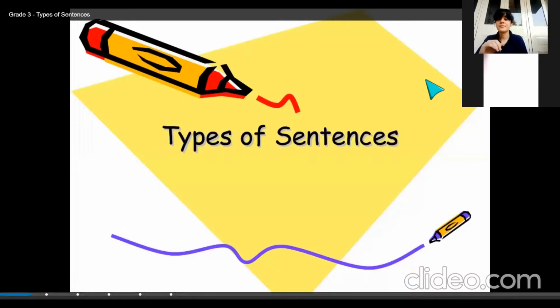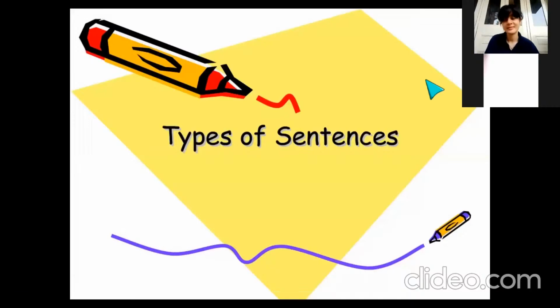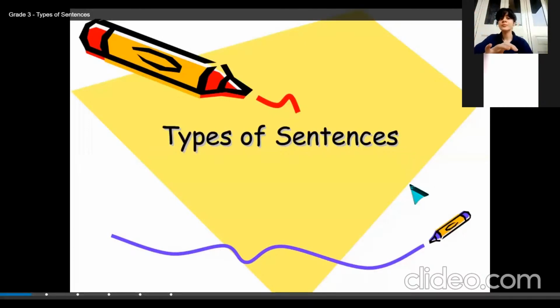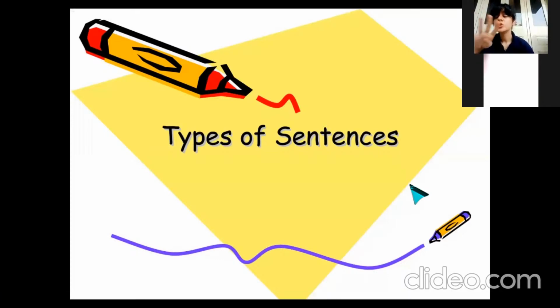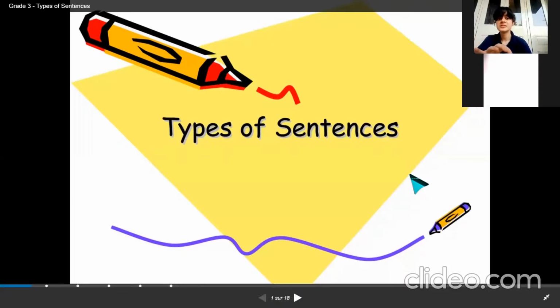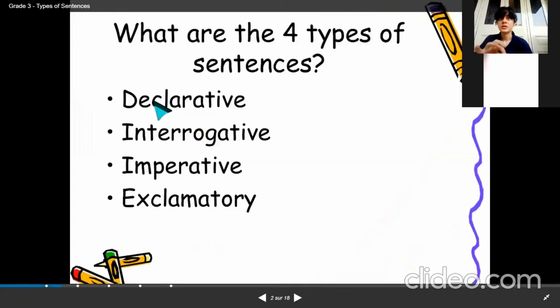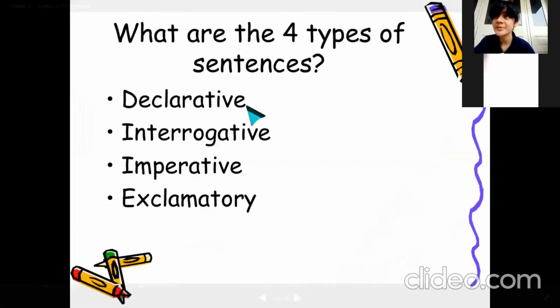Okay? Can everybody see my screen? Give me a thumbs up if you can see my screen. Amazing. So there are 4 different types of sentences. You must have also heard them when I was speaking, right? So the first sentence is declarative sentence. What is it? Say it after me. Declarative sentence.